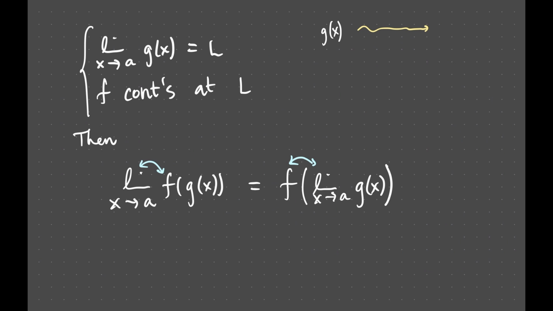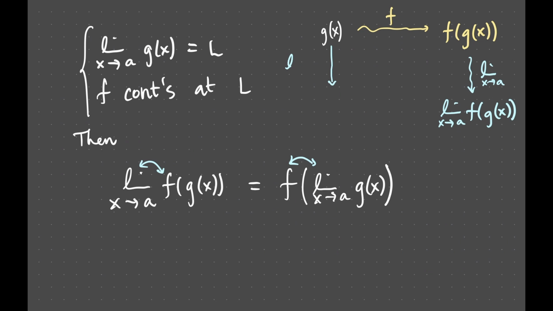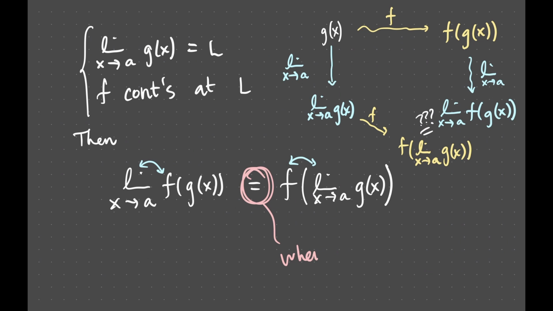Starting with g of x, we could first apply f to get the composition of f composed with g, and then we could apply the limit to get a value. On the other hand, if we started with g of x, we could have first applied the limit to get L, and then applied f to L to get another value, which might be different from what we did before. What the result says is that when f is continuous, these values are the same. In other words, the order in which we do these actions, of applying f or applying the limit, doesn't matter when f is continuous.